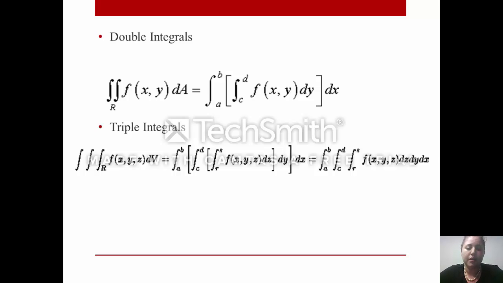The same with the triple integral. In this case, the integral from a to b, the integral from c to d, and the integral from r to s of f of x, y, z, dz dy dx equals, you first do the partial antiderivative with respect to z and evaluate it from r to s. Then you take the partial antiderivative with respect to y, evaluate it from c to d, and then you take the partial antiderivative with respect to x from a to b.